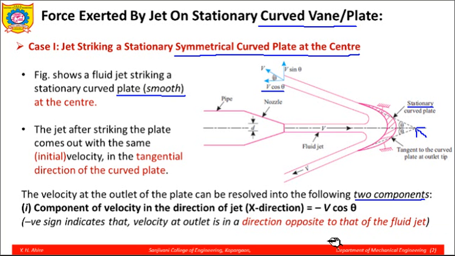What does it mean? It means minus V cos theta is in the opposite direction. It is towards the left-hand side as compared to the original direction of the jet, which is in the positive x direction. So this is the original direction of the jet in the positive x direction, and this component of the outgoing velocity of the jet has a direction in the negative x direction. So that's why minus V cos theta.